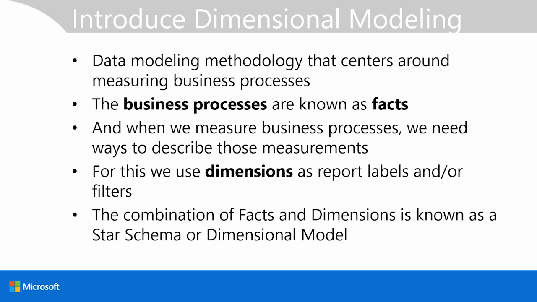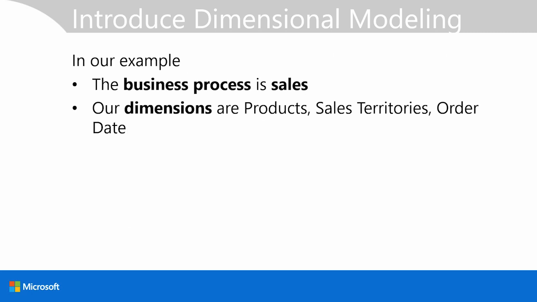And when we measure business processes, we need ways to describe those measurements. The ways that we describe those measurements are by using dimension tables, which serve as report labels or filters for our analysis. And the combination of facts and dimensions is what is known as a star schema or a dimensional model. So in our example, the business process is sales. And the dimension tables we have are products, sales territories, and order dates.